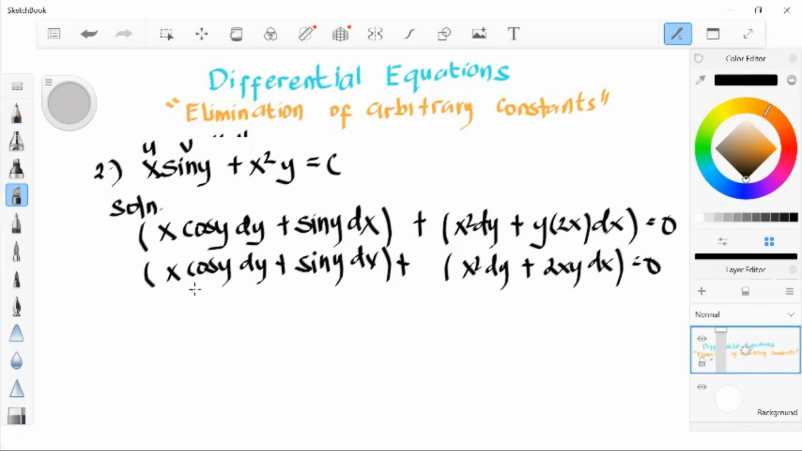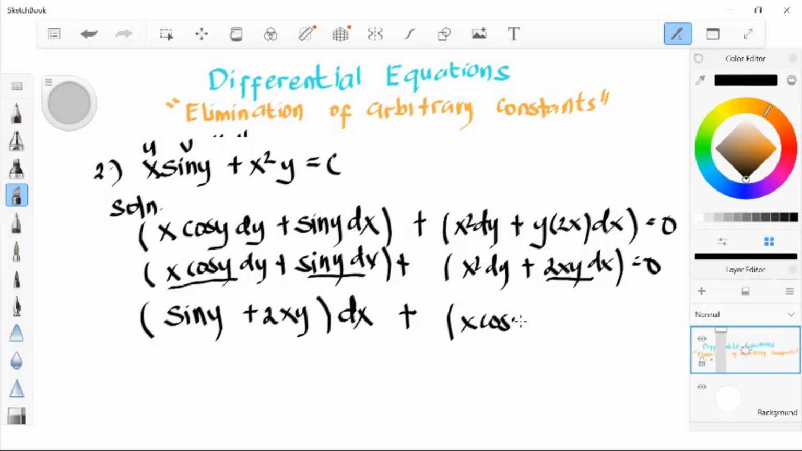Next step is to regroup for the dx and for the dy. So let's start with dx. This is sine y plus 2xy, factor out dx. Plus for the dy, x cosine of y plus x squared, dy. Equal to 0. Therefore, that is our final answer.